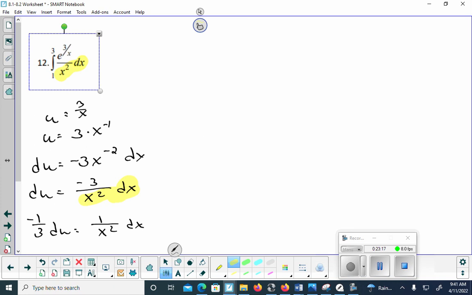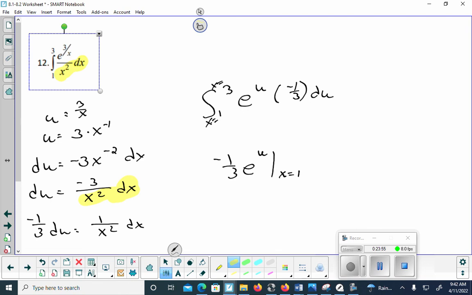So when I write this, I can write this from 1 to 3 of e to the u du. And this is with x equal to 1, x equal to 3, since I switched everything in terms of u, I have to make sure that I identify that 1 and 3 as being the x values. Then once I do that, I can take the antiderivative, and the antiderivative is going to be negative 1/3 e to the u with x equal to 1, x equal to 3, since I'm doing the definite integral.